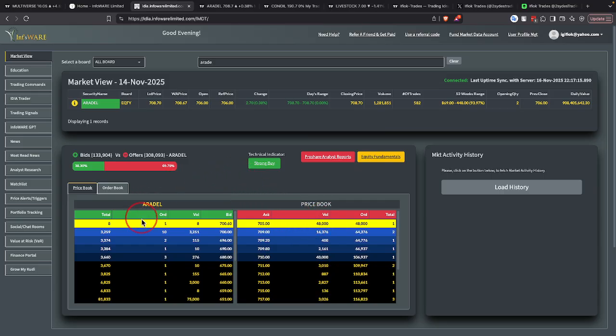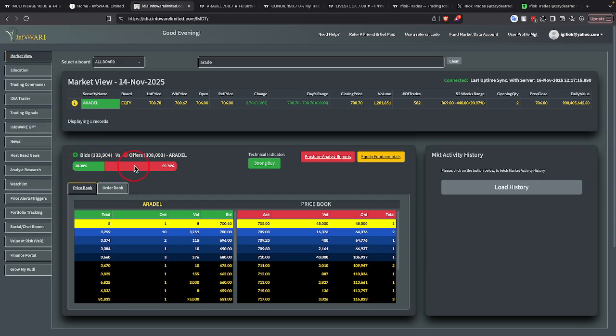But what's the sentiment? These are the people that have Aradel willing to sell, and these are the people that don't have Aradel willing to buy. So there are more people willing to sell as opposed to willing to buy.